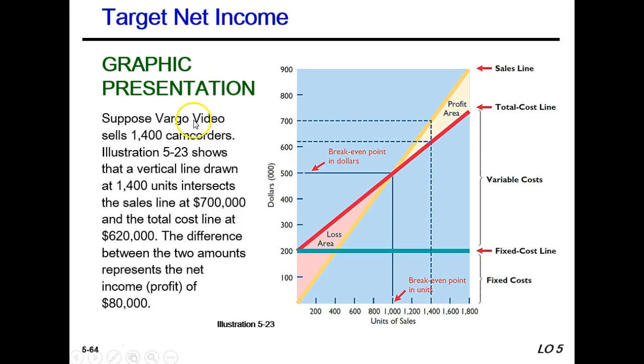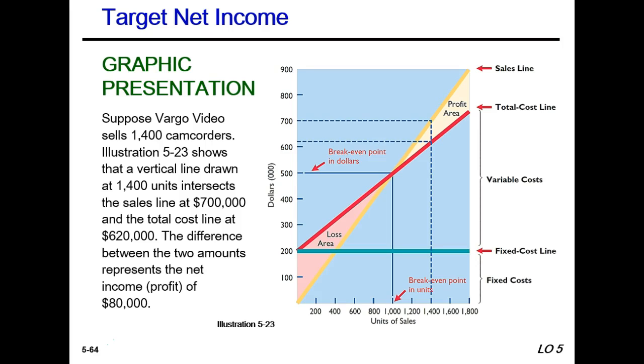As you see here, if Vargo sells 1,400 camcorders, it shows at 1,400 units intersects with the sales line. The difference between the two amounts equals the profit of 80,000. So here is the break even. We need to make 1,000 units just to break even.